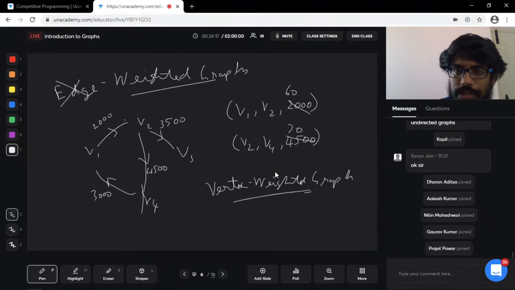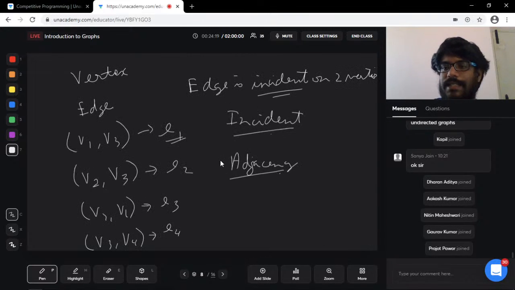So that is the definition of adjacency. 2 vertices are said to be adjacent if there is a direct edge between them. Otherwise, they are not.